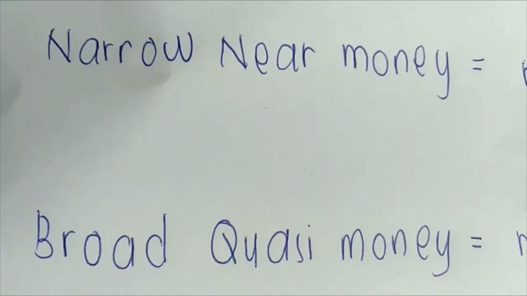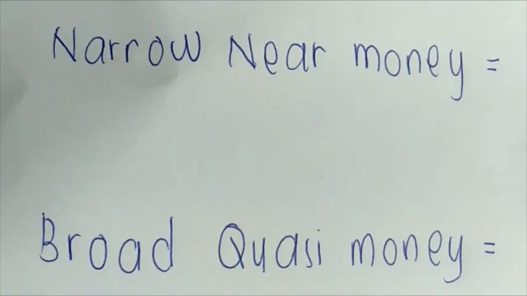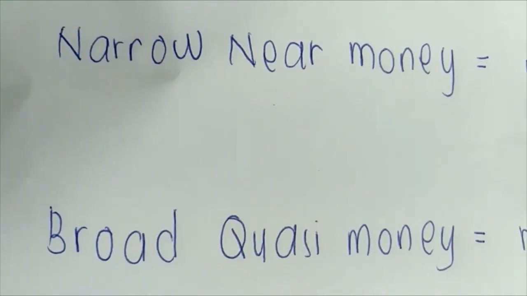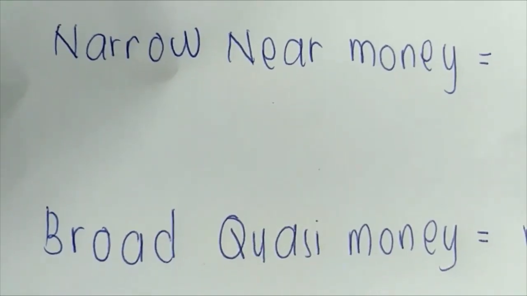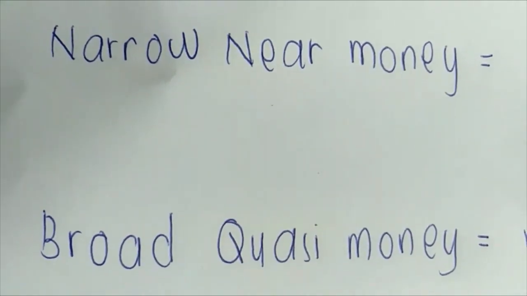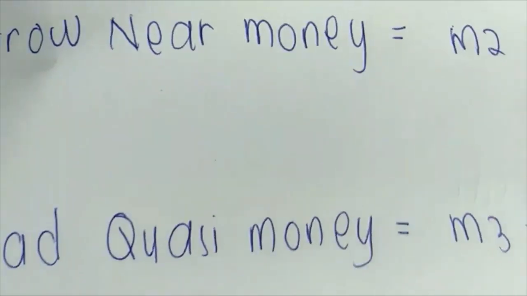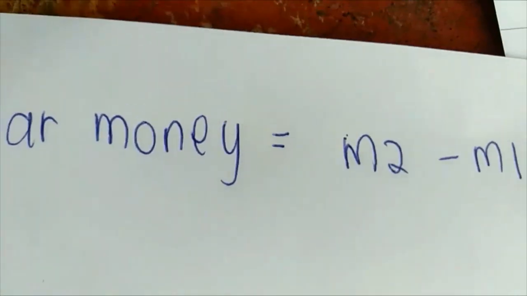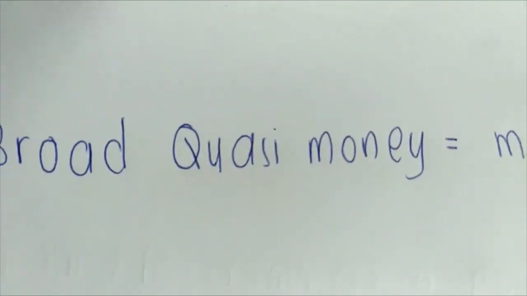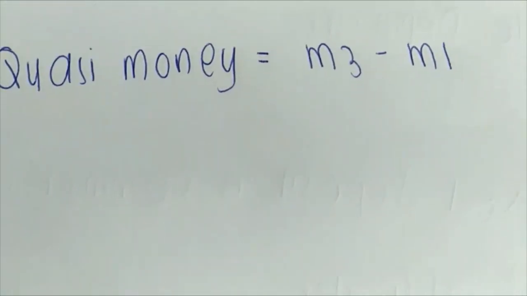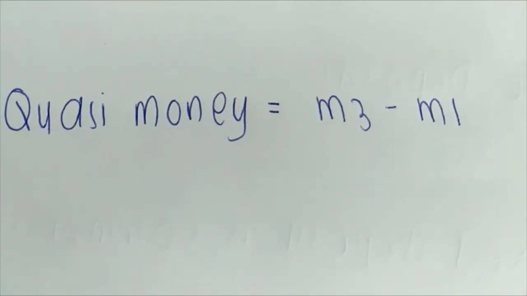institutions. These are the questions that can also be asked in the question paper, which are narrow near money and broad quasi money. The formula of narrow near money is M2 minus M1, while broad quasi money is equal to M3 minus M1. So I'm done.